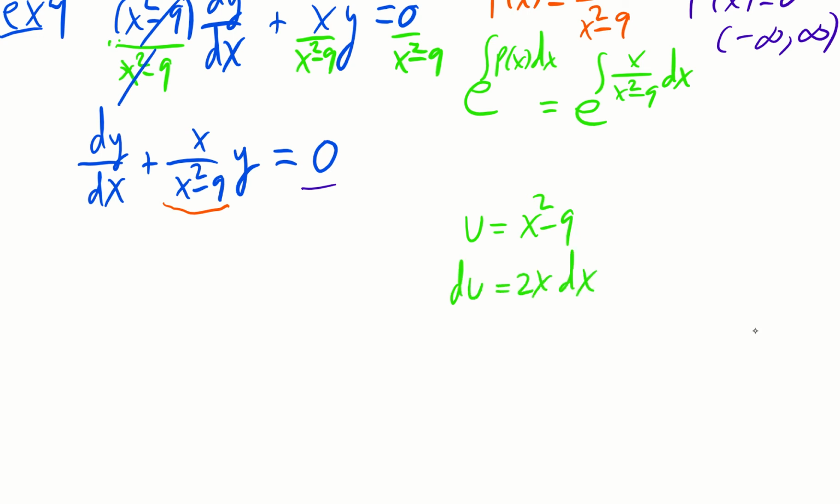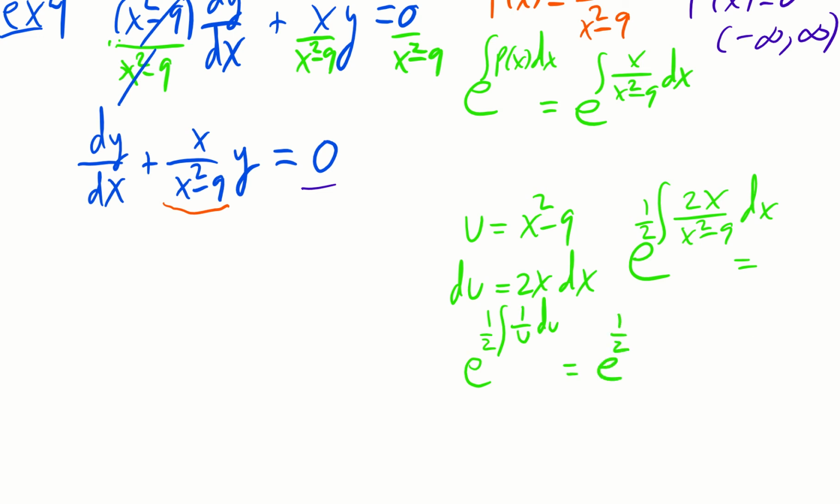So we can rewrite this. I would need to put an extra 2 factor on the inside of our antiderivative, which means I would need to put a 1 half on the outside. This would then become e to the 1 half, the integral of 1 over u du. That would integrate to the natural log of the absolute value of u, which would be equal to e to the 1 half, the natural log of x squared minus 9.